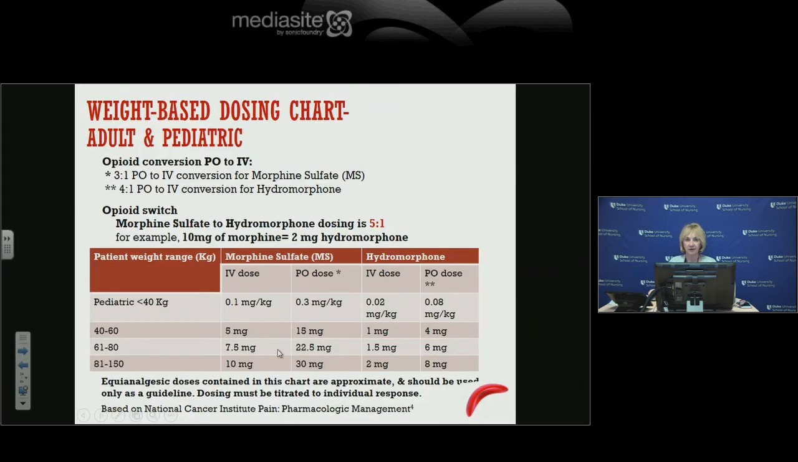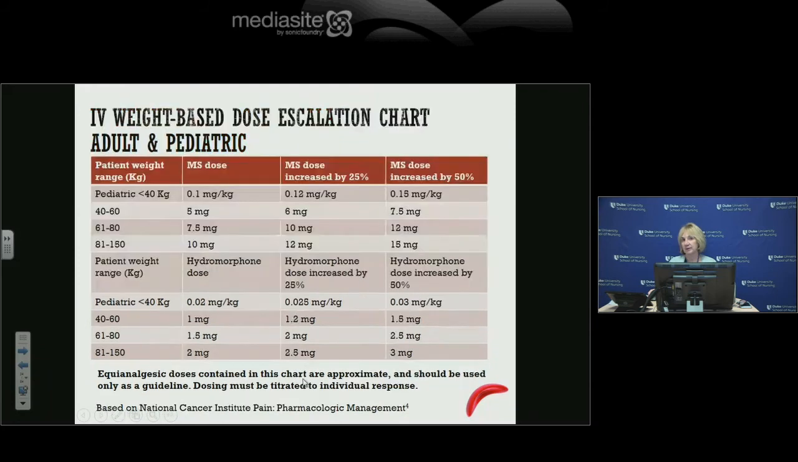So to go down here, this is kind of the weight-based, and so this is some guidelines on weight-based dosing for morphine, for hydromorphone or Dilaudid. You can see the PO dose is 3 times higher than the IV dose, and the PO dose of Dilaudid is 4 times higher. And this is kind of a weight range of what the dose would be then. And this chart is also available on the website that I'm going to show you as well.